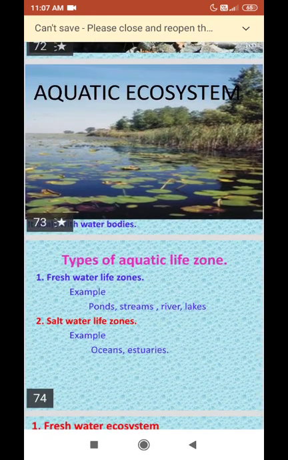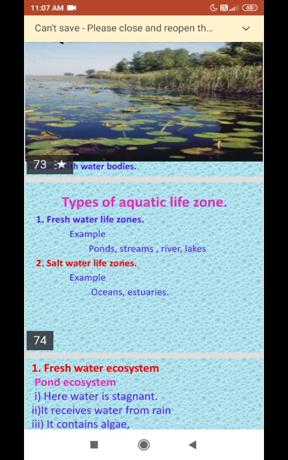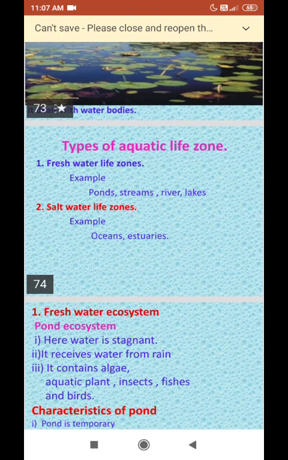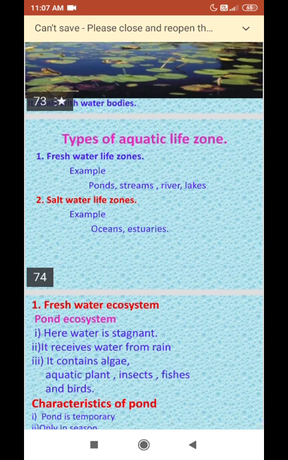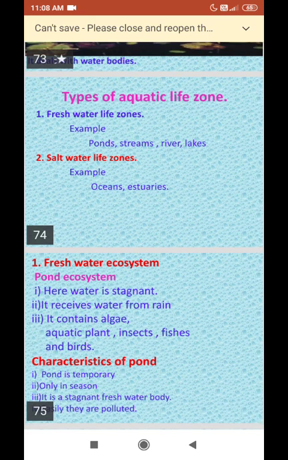Now let us learn aquatic system. The aquatic means it deals with the water bodies. Now let us see the types. It is referred as the fresh water and salt water. What is the fresh water? That is referred as the pond, streams, river, lakes. These are the examples for the freshwater life zones. And then salt water means ocean and estuaries.